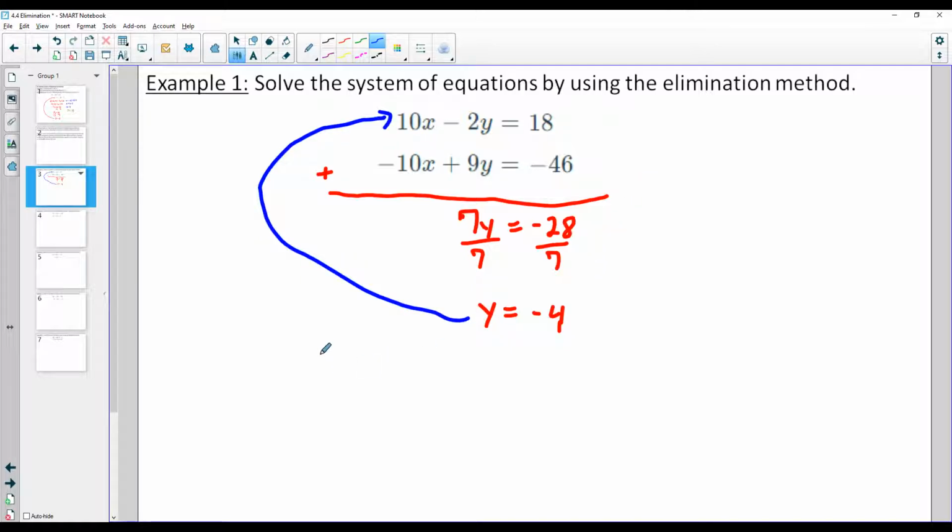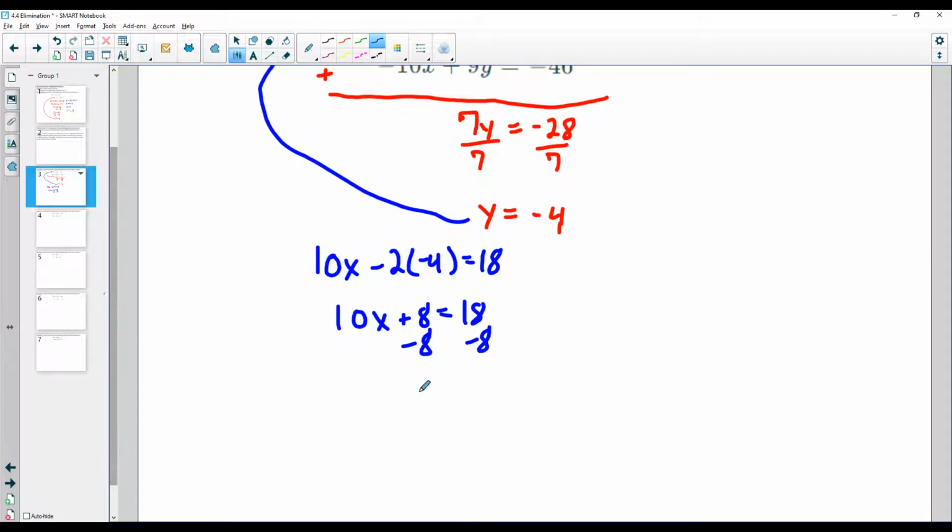So I need to solve for x. Now I have 10x minus 2 times y, which we just figured out was negative 4, equals 18. So that's 10x. Negative 2 times negative 4 is positive 8, equals 18. Subtract 8 from both sides, and we get 10x equals 18 minus 8, which is 10. Divide both sides by 10, and that's going to leave me with x equals 1, right?